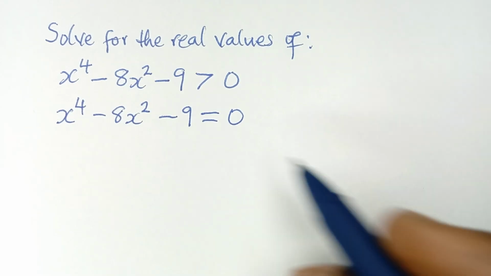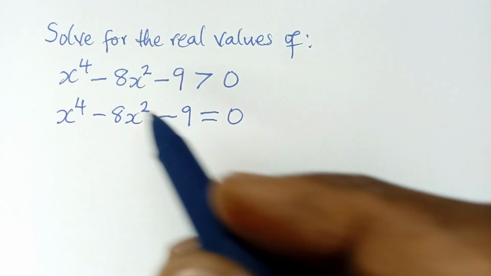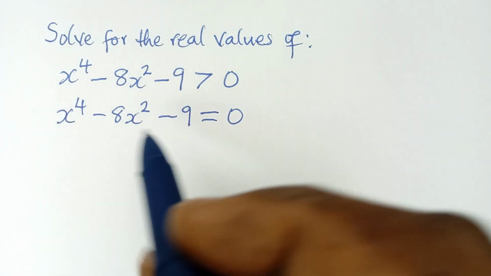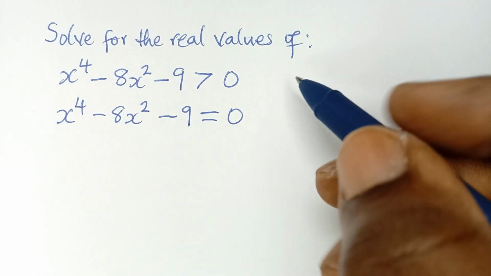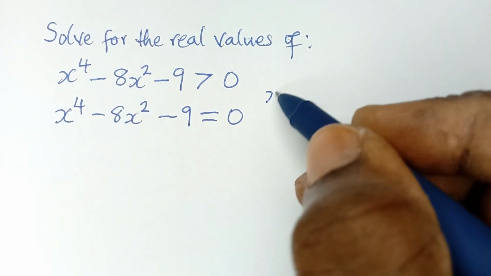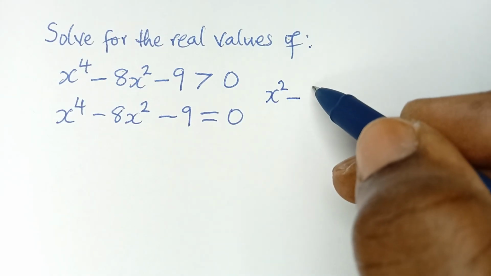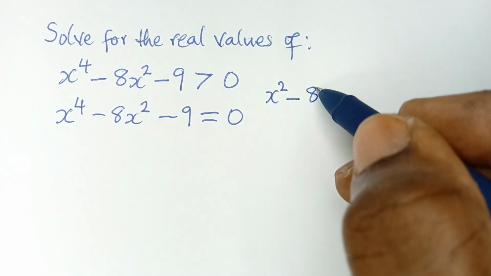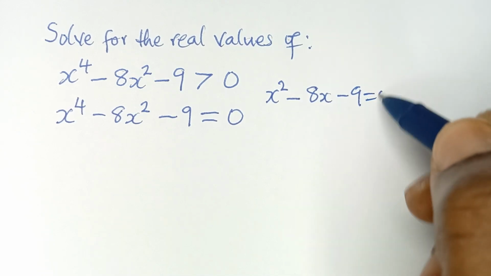Now with this, we can go ahead and solve this equation. But we are going to solve it in the form of a quadratic equation. Don't forget, this is of the fourth root. Now, normally a quadratic equation is of the form x squared, let's say minus 8x, for example, and then minus 9 is equal to 0.